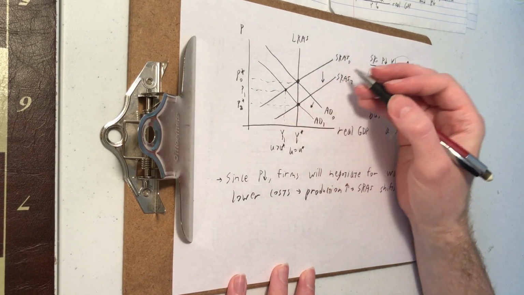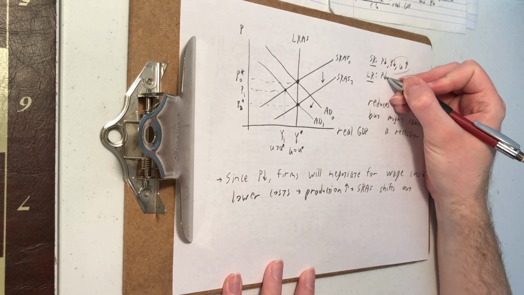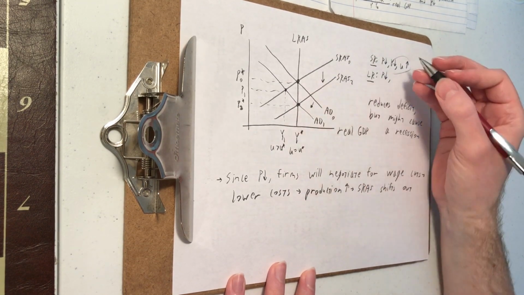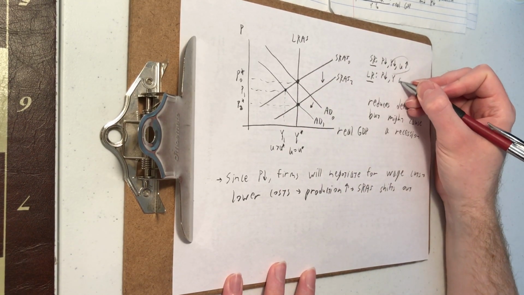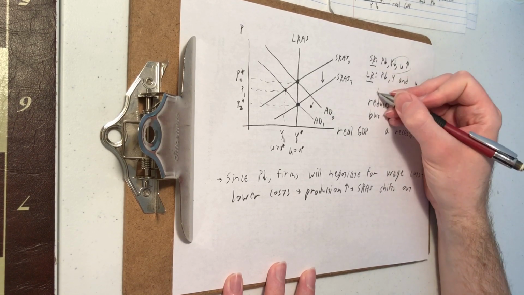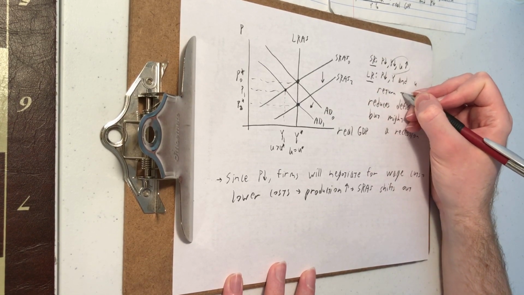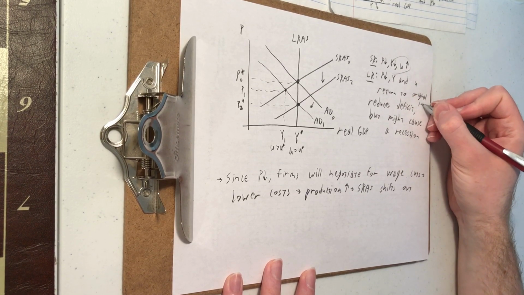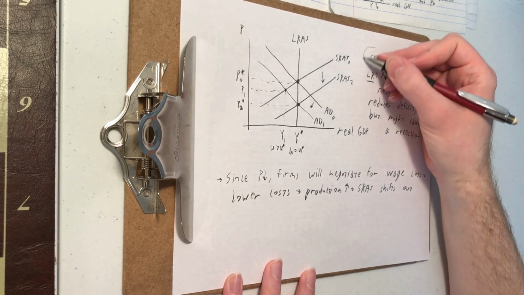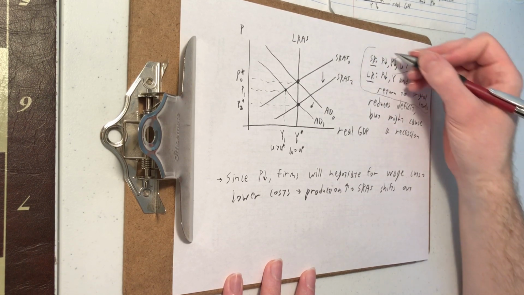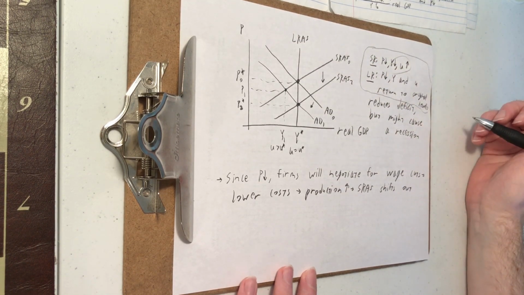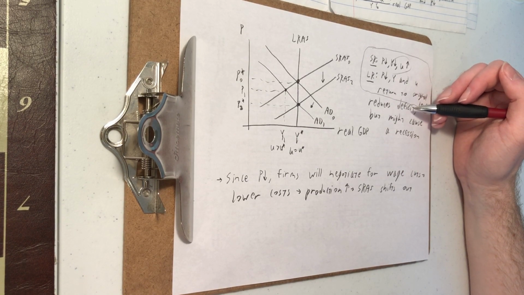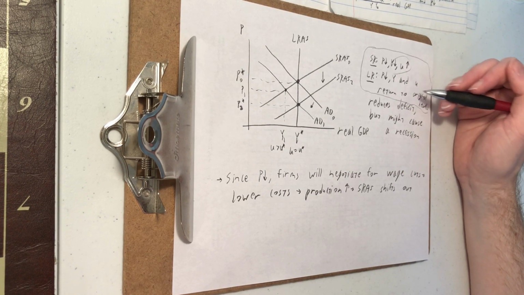So in the long run, prices fall further, and then GDP and unemployment go back to their original levels. So the recession, the cost of reducing the deficit, is temporary. Eventually we get back to equilibrium.